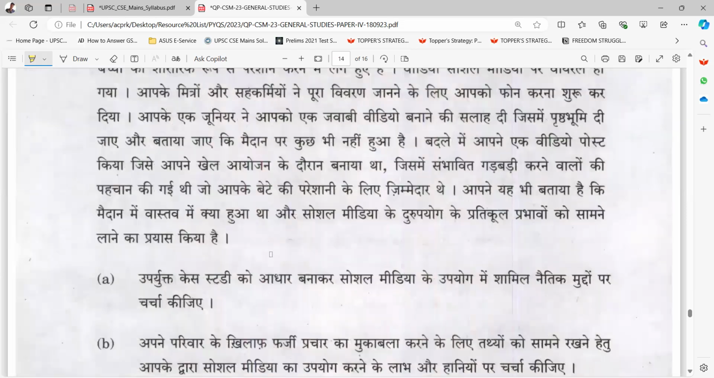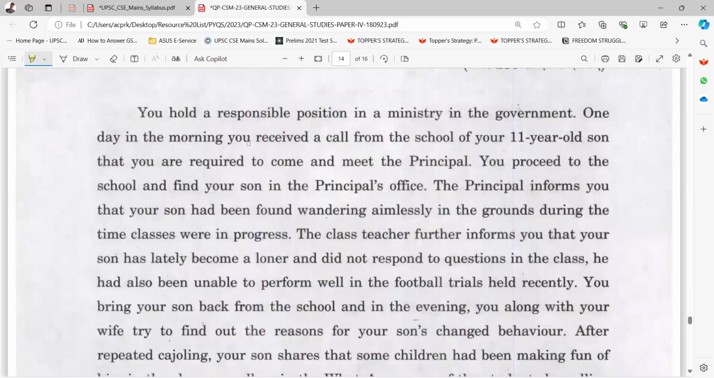Okay. 12th question. You hold a responsible position in a ministry in the government. One day in the morning, you received a call from the school of your 11-year-old son that you are required to come and meet the principal. You proceed to the school and find your son in the principal's office. The principal informs you that your son had been found wandering aimlessly in the grounds during the time classes were in progress.